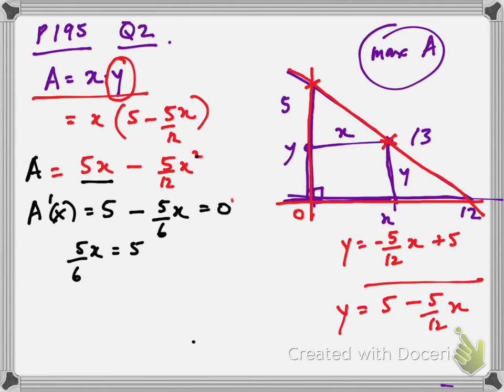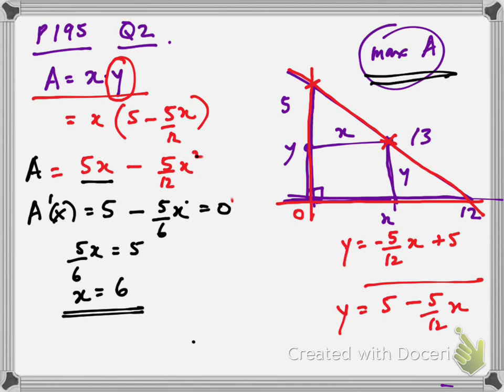equals 5. You can take this to the other side and it becomes positive, and then shift it left to right, and then 6 goes up, 5 comes down. You end up with x is equal to 6. So you can do your steps. What was the question? Maximum area.